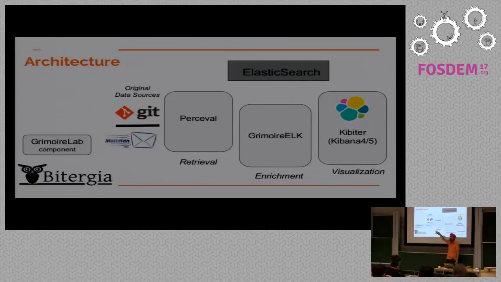Perceval gets the information, produces JSON documents from it, which basically include all the information that you have in the original data source, and stores those in Elasticsearch. We call that the raw index, because it tries to keep all the information that is in the repository. The reason for that is that once it is in the database, it's much easier to work with it. You don't have to go to Git every time you need something. You have the information in Elasticsearch.